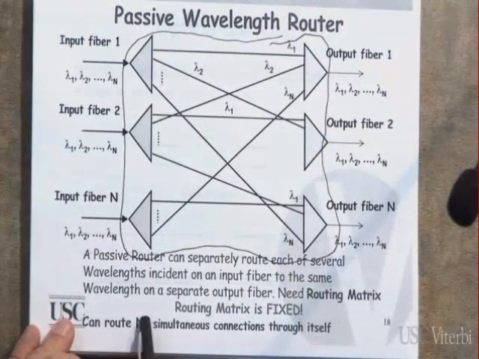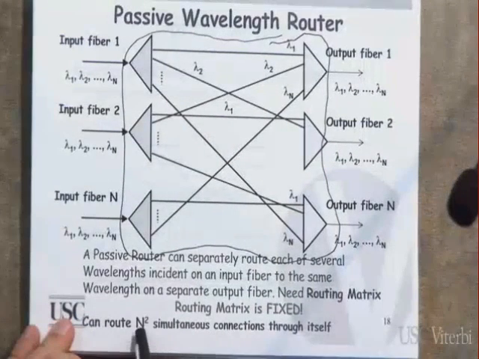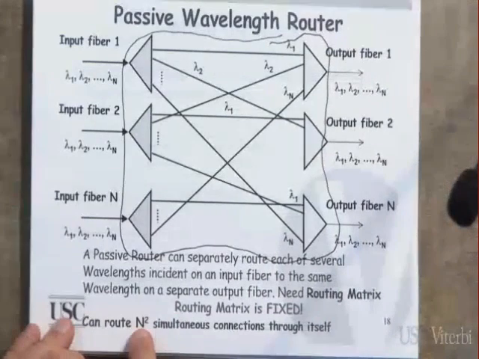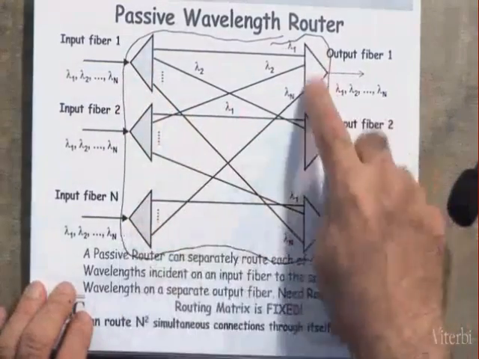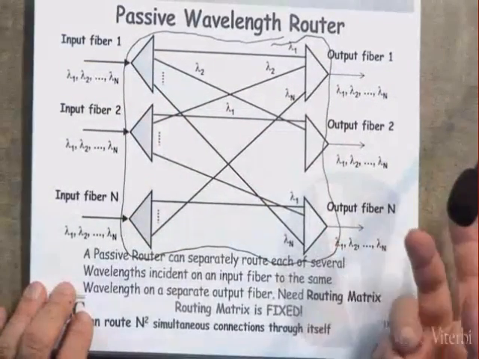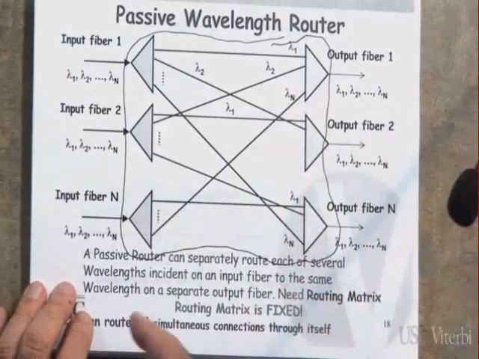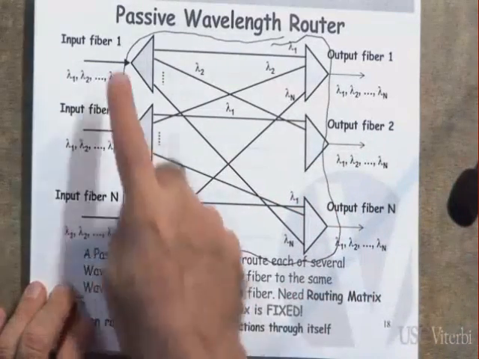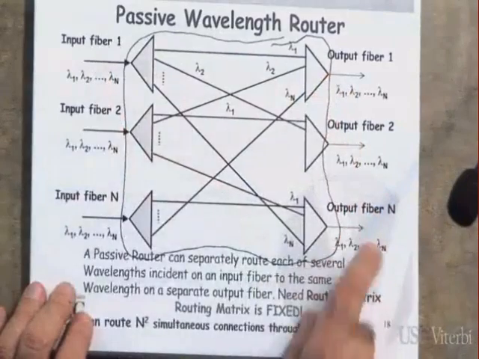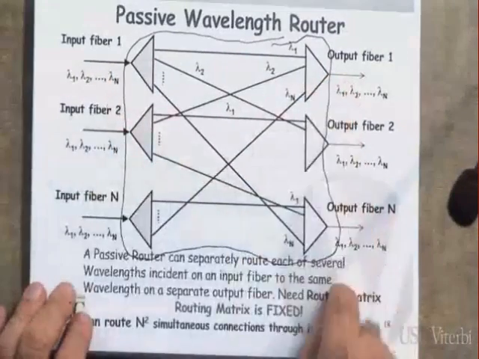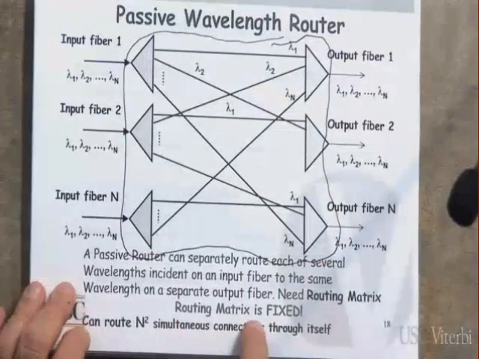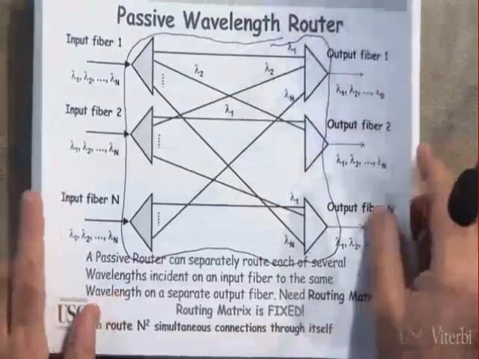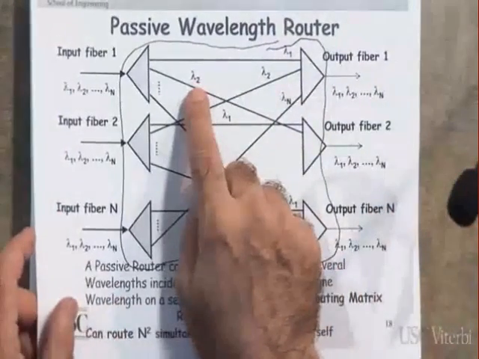Now, can you explain this? It can route n square simultaneous connections. Where did the n square come from? Can you tell me where it came from? How many inputs do we have? How many outputs do we have? N outputs. How many combinations can we have? N square combinations. The first one could go to either this or this or this or this. The second one could go to this, this, this, and so on. Clear? Then we can have n square simultaneous connections. Clear on the passive wavelength router?